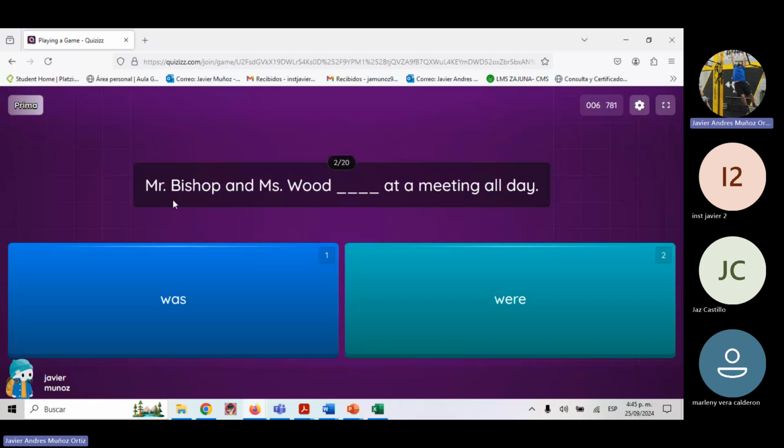Okay, Mr. Bishop and Miss Good. Remember that we use Mr. and Miss with last names, not with first names. We cannot say Mr. Gabriel and Miss Andrea. This is not possible. We need to use the last names for Mrs. and Mr. Okay, in this case, they are together. This is a plural way to mention them. So therefore, we use were. They were at a meeting all day.